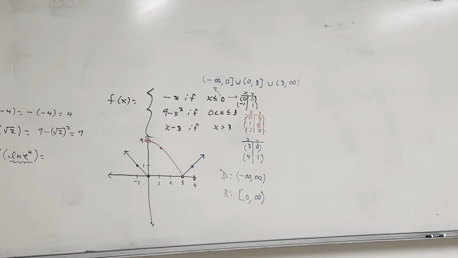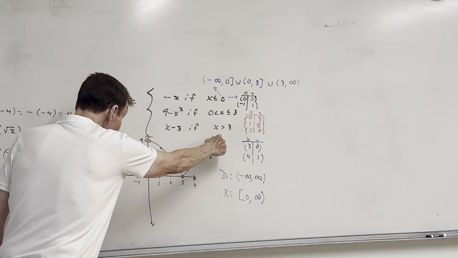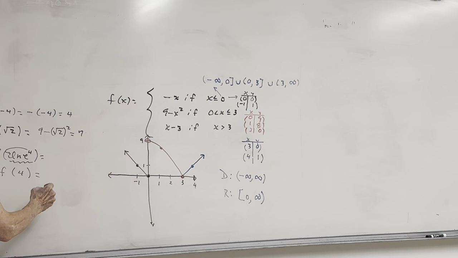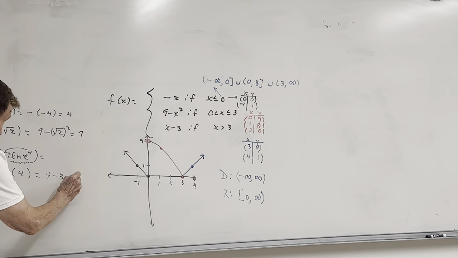Believe it or not, that ln e to the 4th is a really simple answer. What is it? 4. This merely says you're trying to find f of 4. If you use the properties of logs, you could move the 4 out front. You have 4 times ln of e, and ln of e, of course, is 1. So 4 times 1 gives you a 4. So now it tells me where to go. 4 is greater than 3, so I go to my third piece there. x subtract 3, 4 subtract 3. Answer 1.